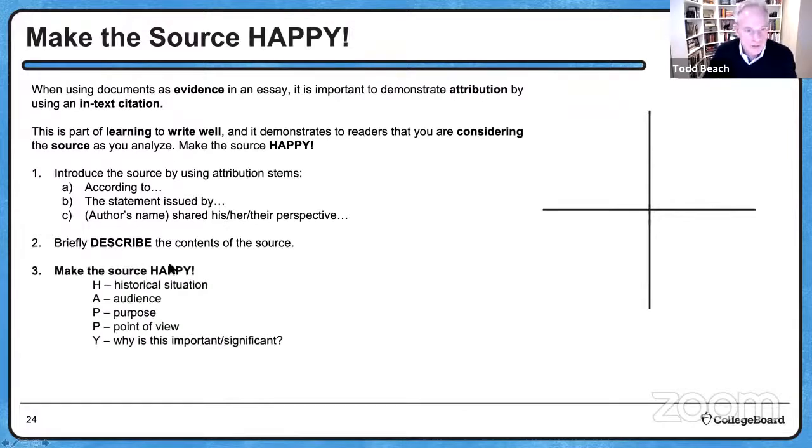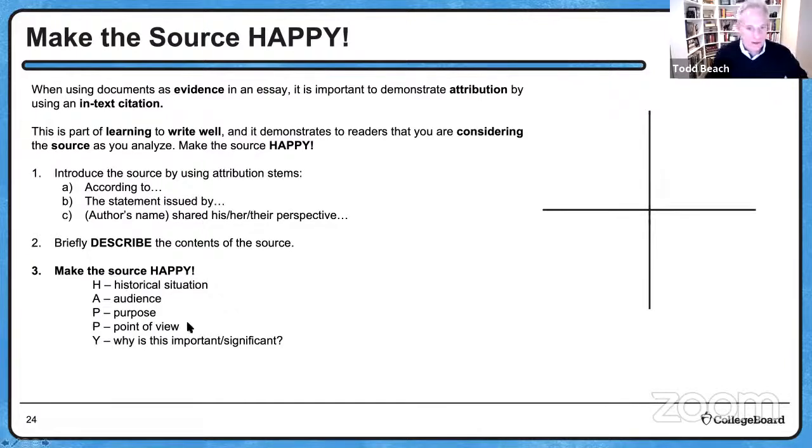And then we want you to make the source happy. What happy means is it's just an acronym to help you remember that there are different ways I can source this. I could source this by historical situation, or by audience, or by purpose, or by point of view. And the why is I have to explain why this is important or significant, because as Katie said, we have to do more than just identify, oh, this is the audience. We have to explain how or why that's important or significant.